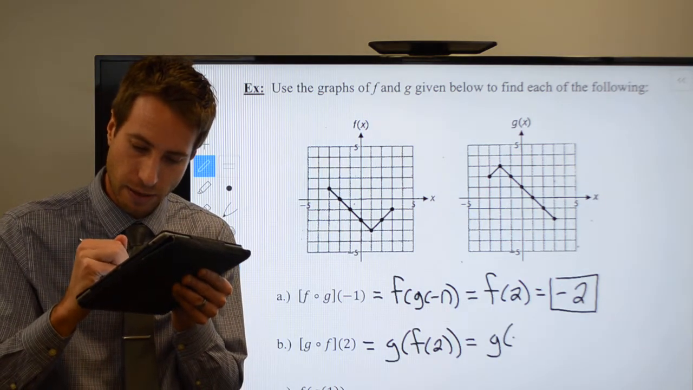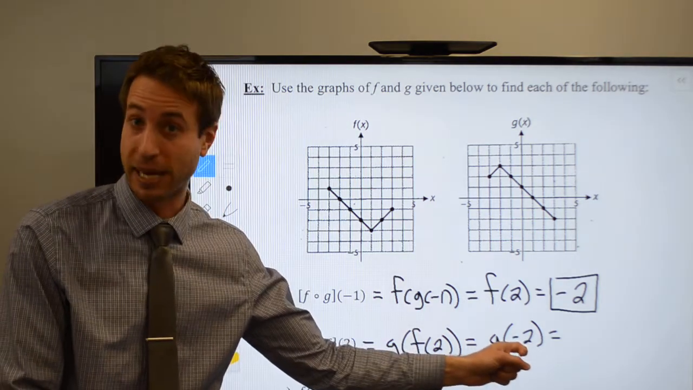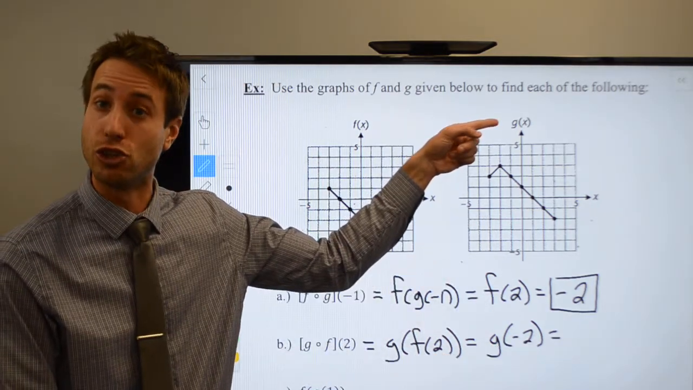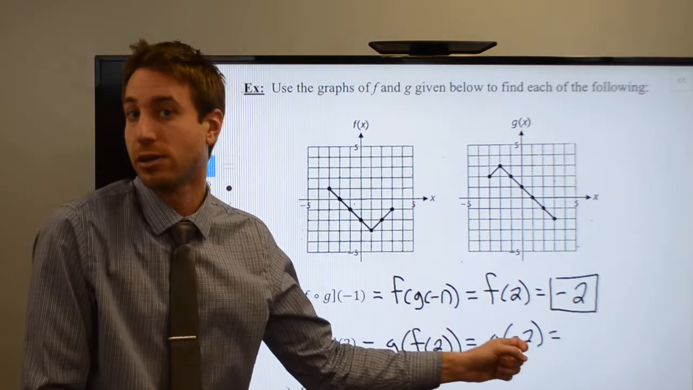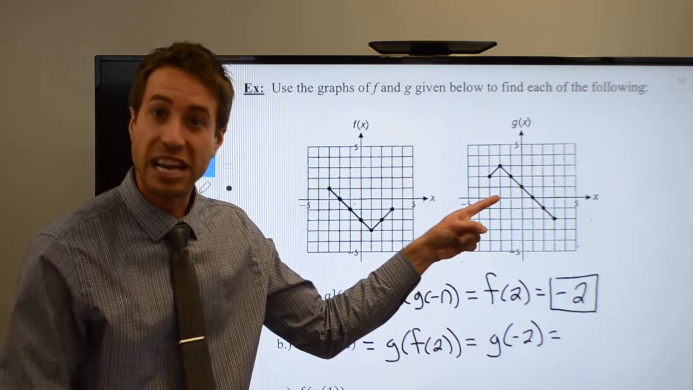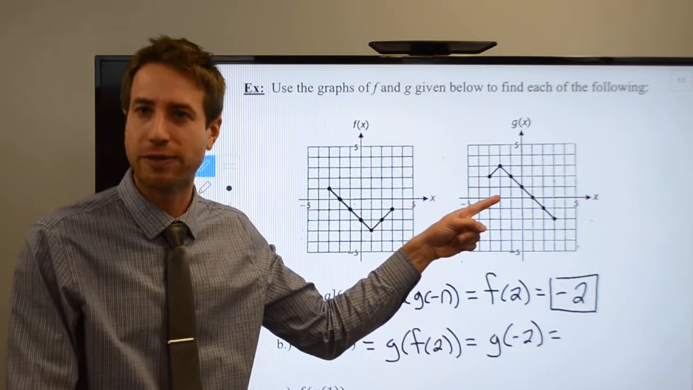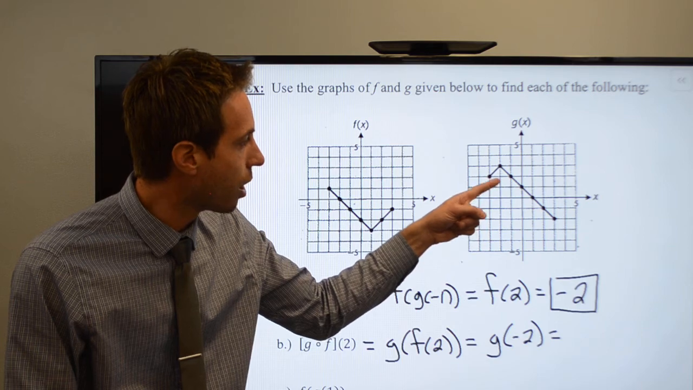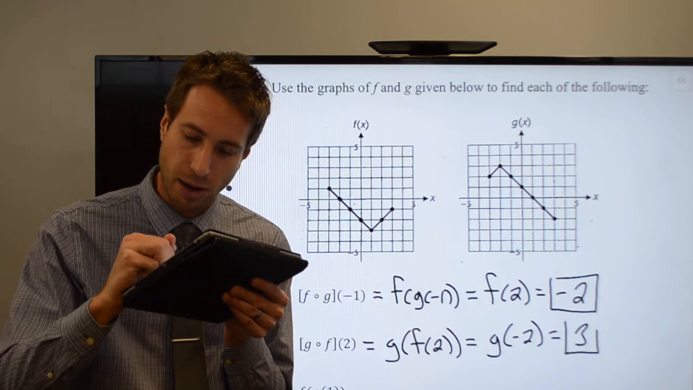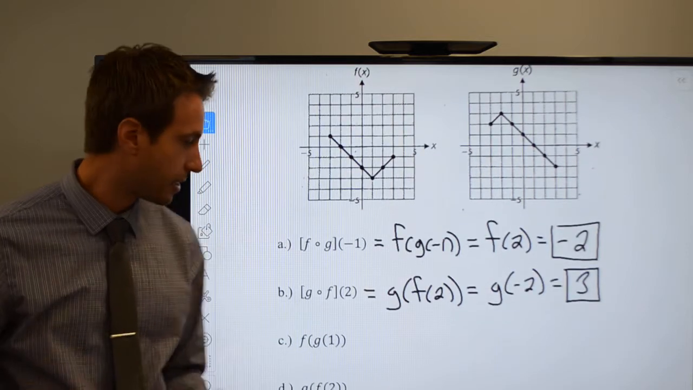So g of -2. Okay, now I take that, that's my new domain value. But now I'm going to plug that domain value into the function g. So I need to find x equals -2, because x is our domain values. So -1, -2. Now what does g give me back when I plug in a -2? All I have to do is figure out where the function's at. +1, +2, +3. g is going to give me back a +3. Let's go ahead and try another one. Let me slide up here just a little bit so that you can see this one a little bit better.